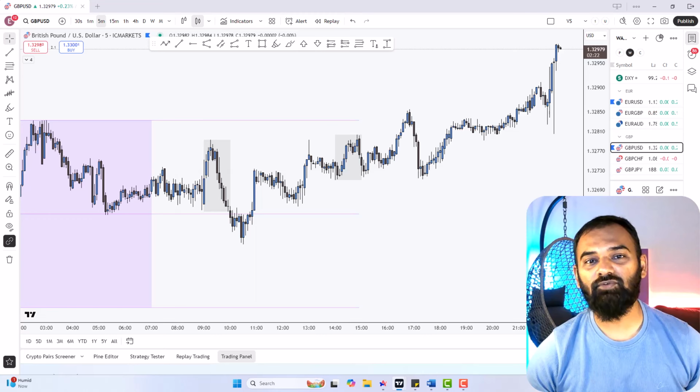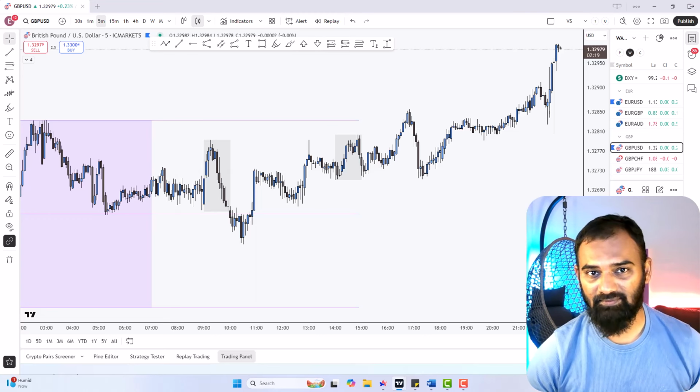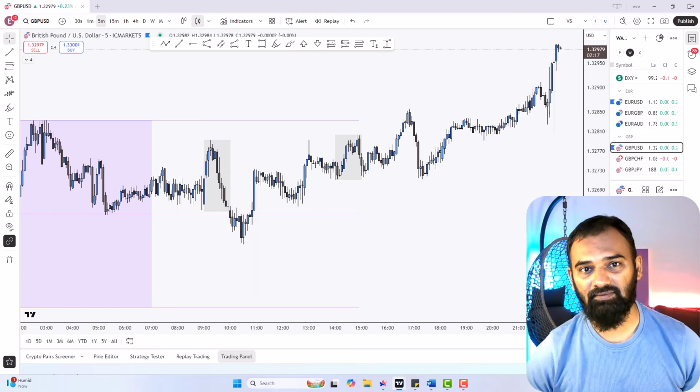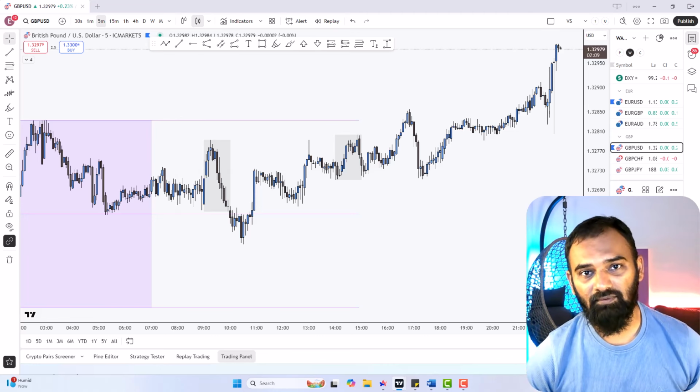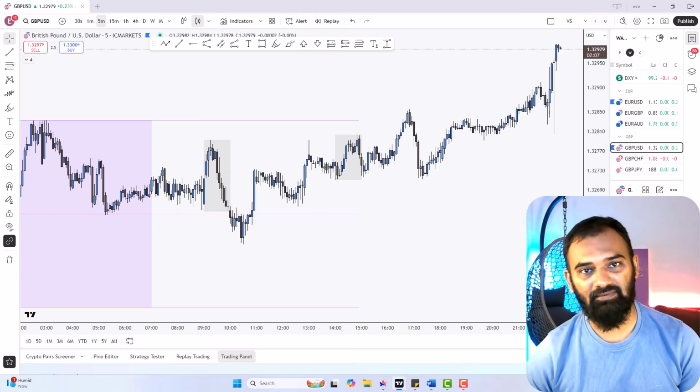Now, once we have understood swing highs and swing lows, let us understand the second core component of market structure, support and resistance. Some call it order block, some call it demand and supply. We will keep it simple. We will call them support and resistance.